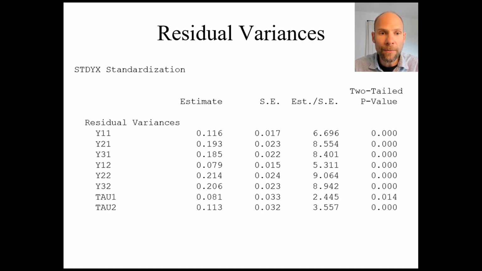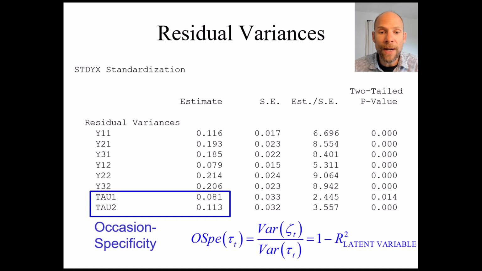Furthermore, we also get the residual variances for tau 1 and tau 2. And those have a specific meaning because they give us 1 minus R squared for the latent variables, so for the first order factors. And so that's equal to occasion specificity, as we saw previously. So the occasion specificity in the LST model is the variance that's explained by zeta, by the state residual factors, zeta 1 and zeta 2. And that's what you get in Mplus under the standardized residual variances for tau 1 and tau 2.